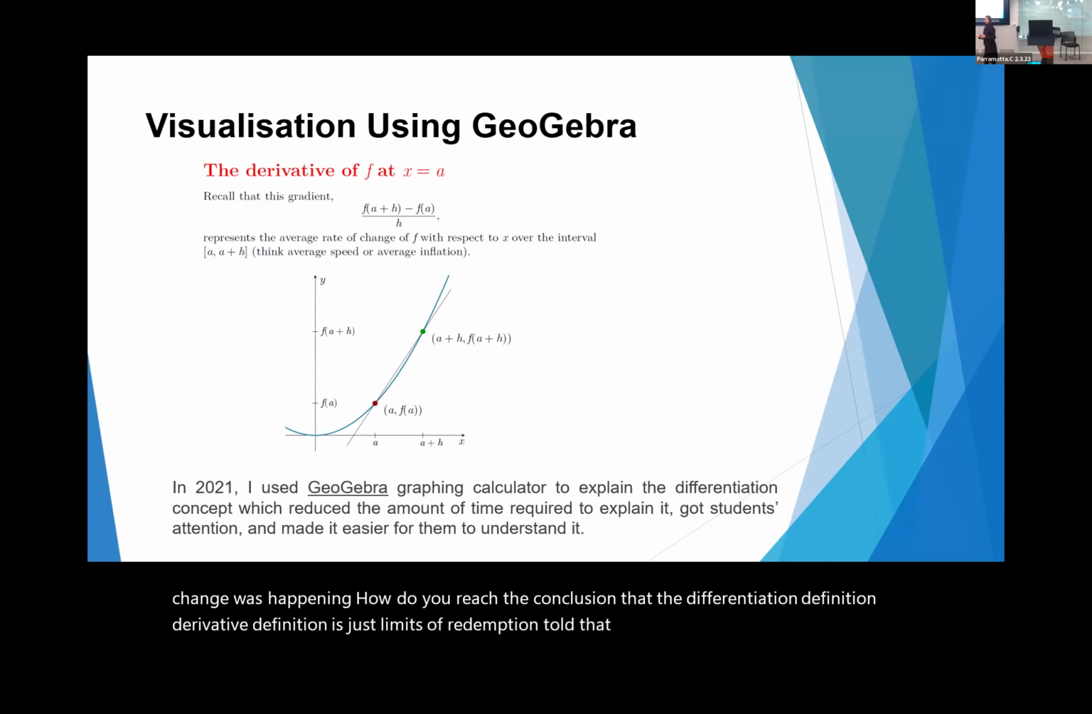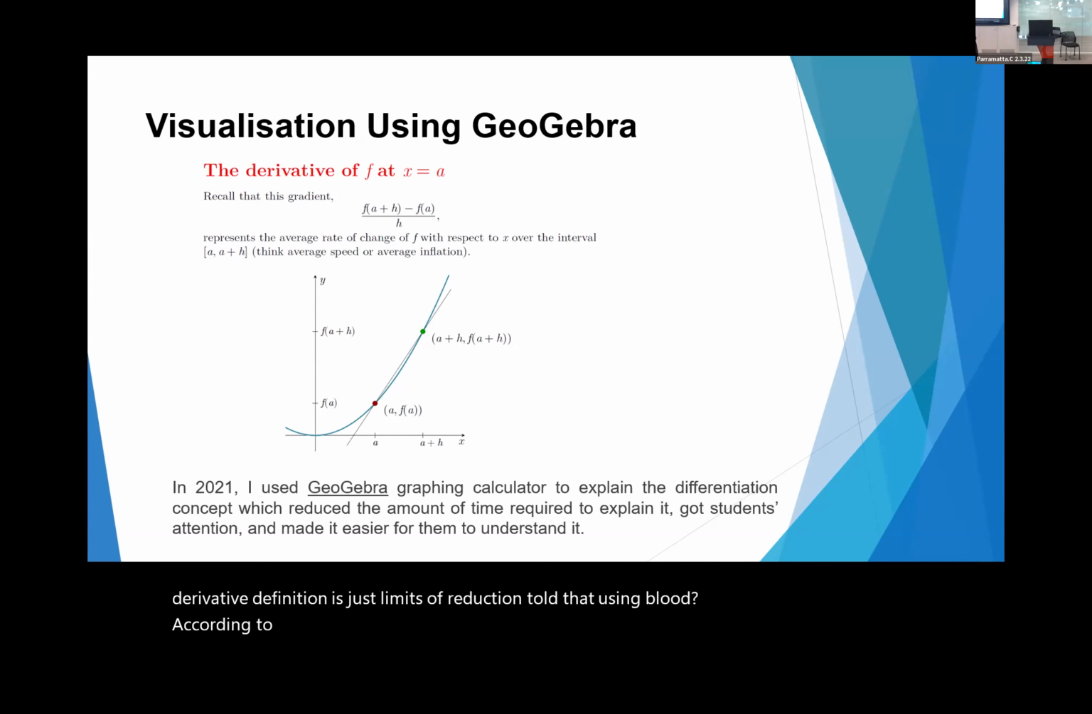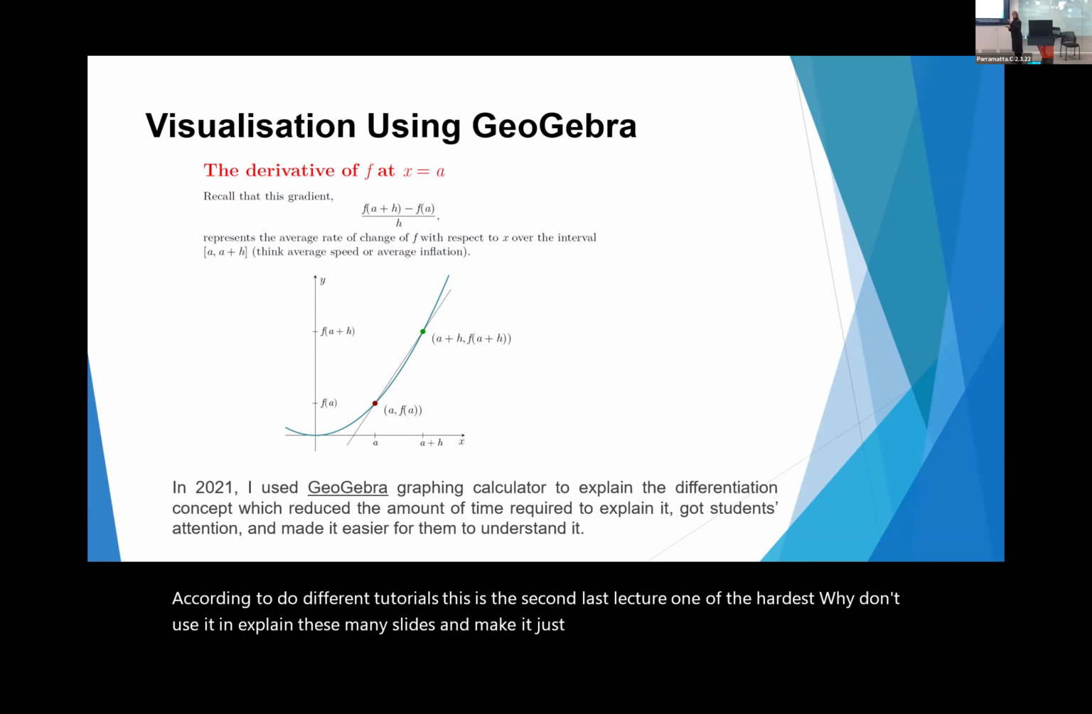So okay, I've already introduced GeoGebra in tutorials. This is the second last lecture, one of the hardest. Why don't I use it in lecture, explain these many slides and make it interactive instead of moving the slide, showing them the new point? Why don't I use GeoGebra?